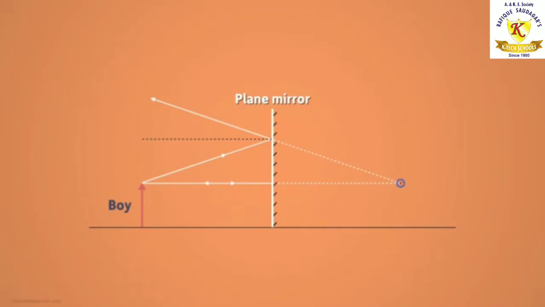We see that they meet at this point behind the mirror. And for us, this is where the top of the image appears to be. When we look at this point, it appears to us that all the light rays are diverging from this point. But in reality, there are no light rays behind the mirror.